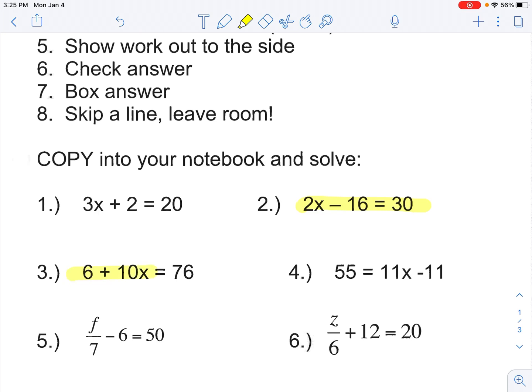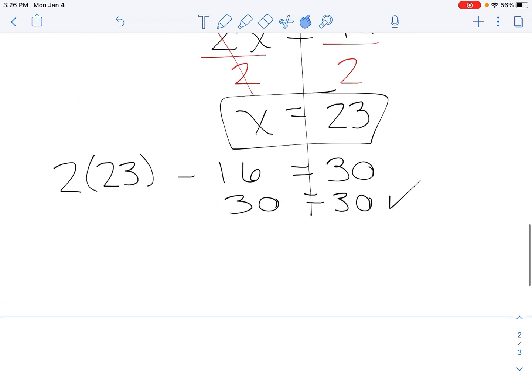Okay, we're going to try number 3. 6 plus 10x equals 76. Copy that into your notebook.